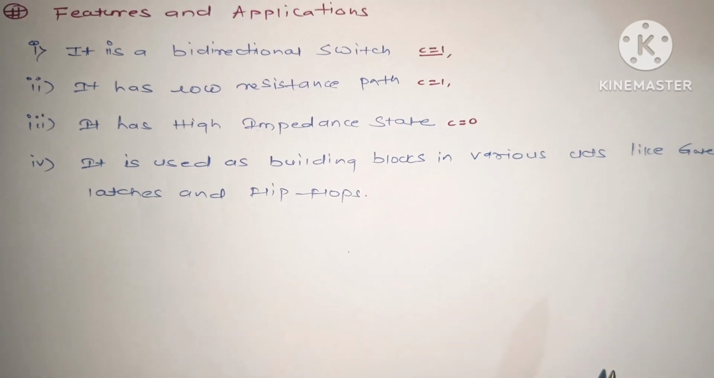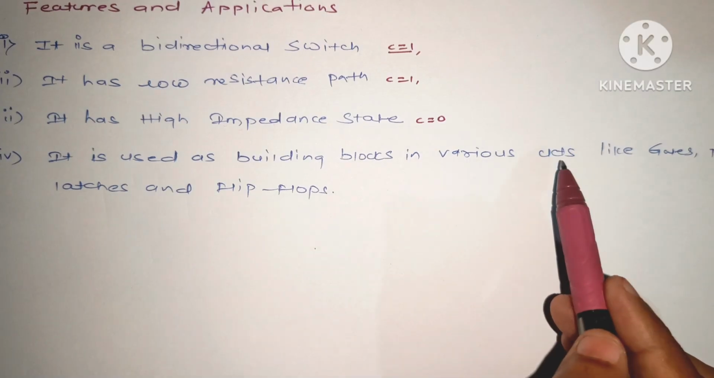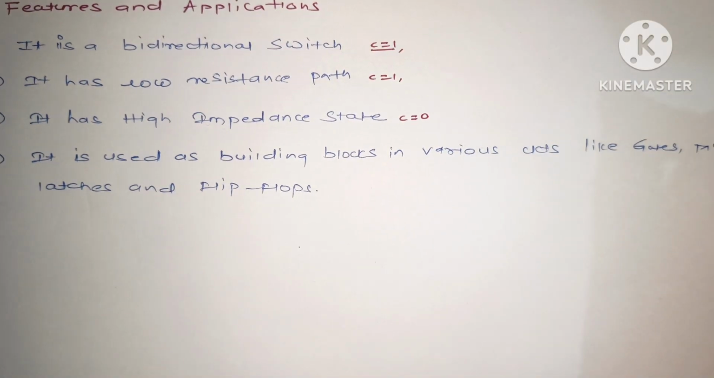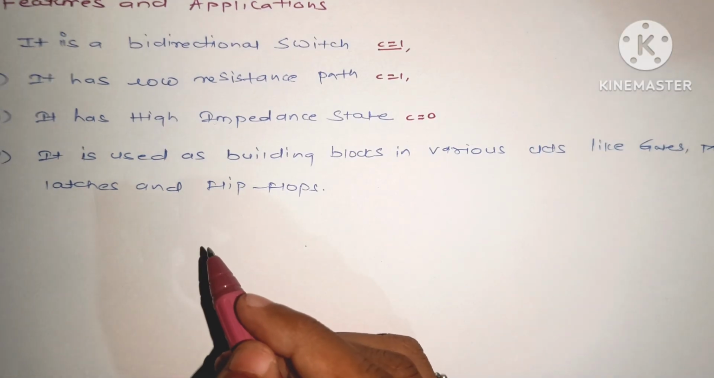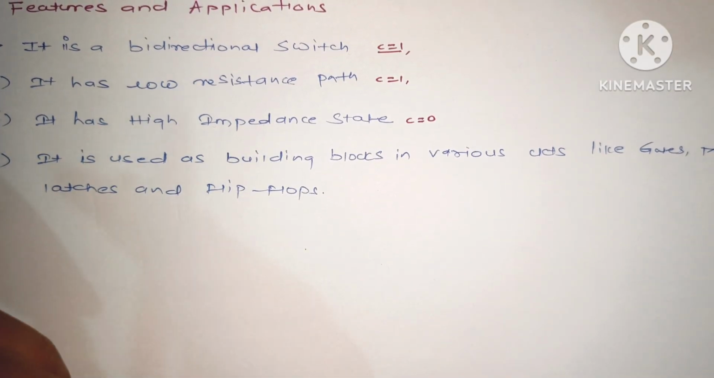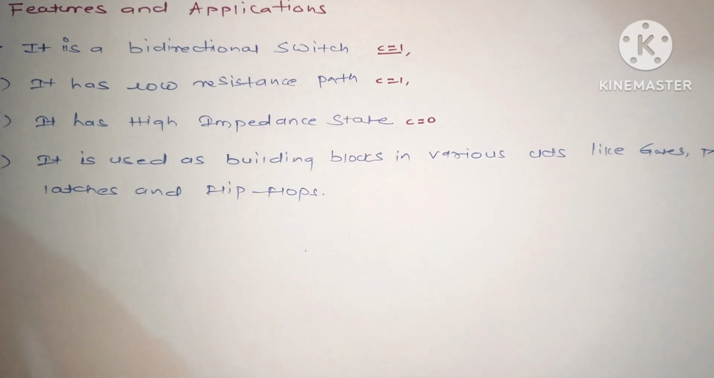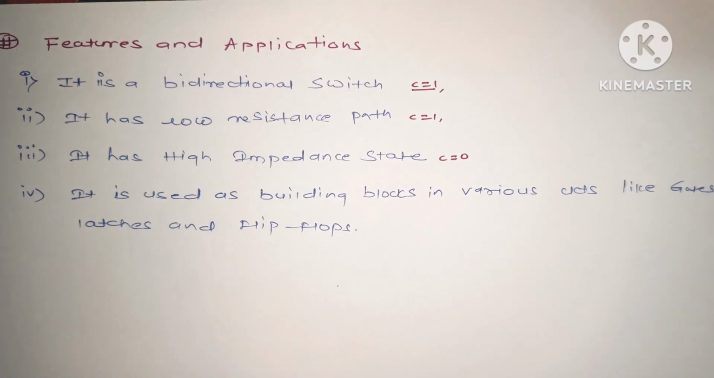Next, these transmission gates can be used as building blocks in various circuits like gates, multiplexers, latches as well as flip-flops. So we can use this transmission gate as a building block to design gates, mux, latches and flip-flops. So this is all about the working principle, features and applications of the transmission gate.